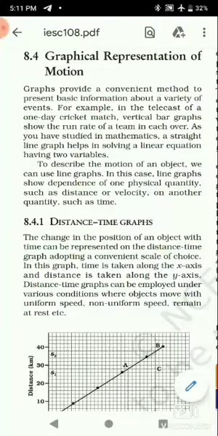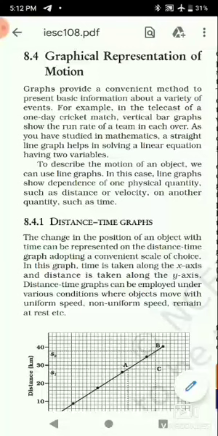Graphs provide a convenient method to present basic information about a variety of events. For example, in telecast of a one-day cricket match, vertical bar graphs show the run rate of a team in each over. As we have studied in mathematics, a straight line graph helps in solving linear equations having two variables. So, to describe the motion of an object, we can use the line graph.